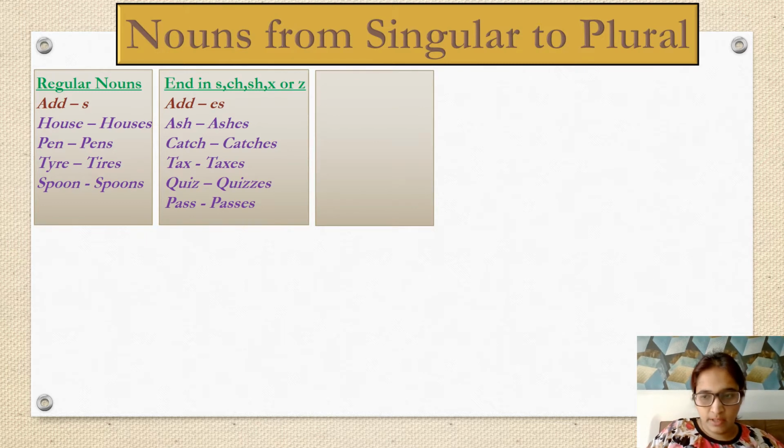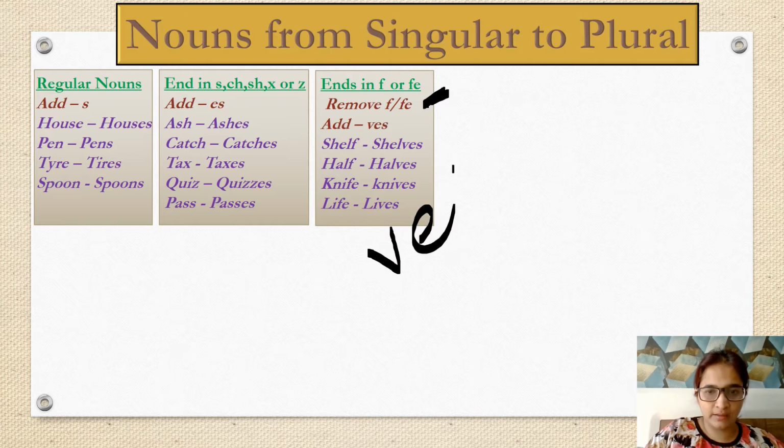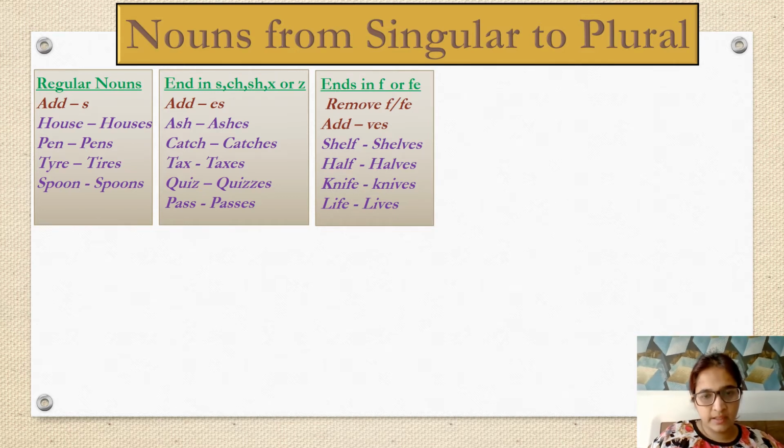Now let's go to the next case. If your noun is ending in an f or an fe, what do you do in this case? You remove the f or fe and you add ves. For example, shelf, shelves, half, halves, knife, knives, life, lives.